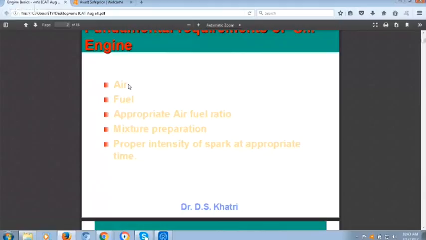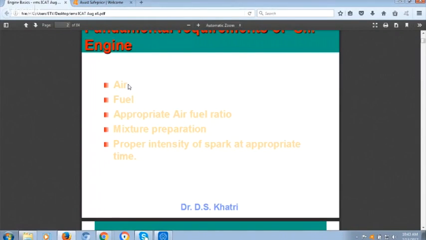Timing. What time I should create a spark? If I am creating it 50 degree before TDC, it may not ignite. 100 degree before TDC, it may not ignite. So I have to ignite it very close to TDC, maybe 10 degree or 12 degree before TDC. So it means mixture preparation, we have discussed, proper intensity of spark at appropriate time.